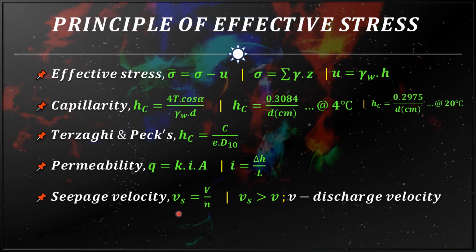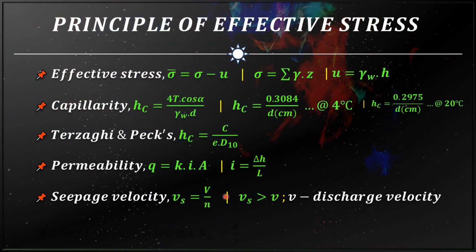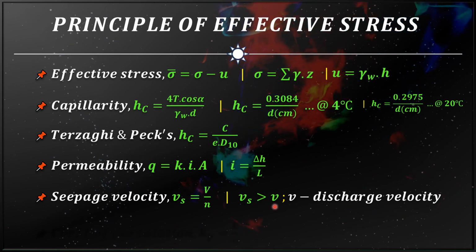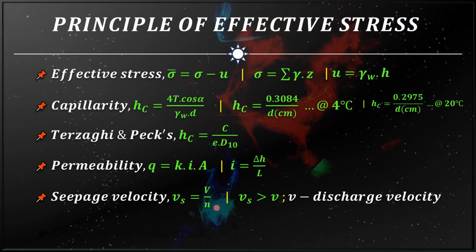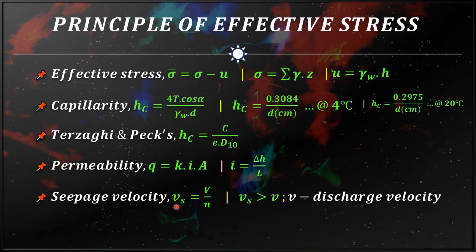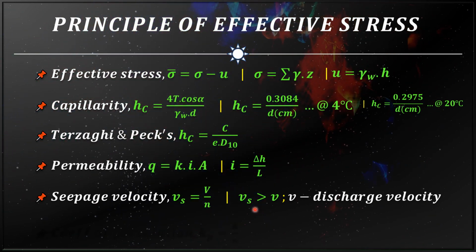And now seepage velocity. Seepage velocity is Vs is equal to V by n, and V is nothing but the discharge velocity, and always Vs is greater than V. So you can see here n is porosity. n shall always be less than 1. So that's why Vs is greater than V. That is, seepage velocity is always greater than discharge velocity.